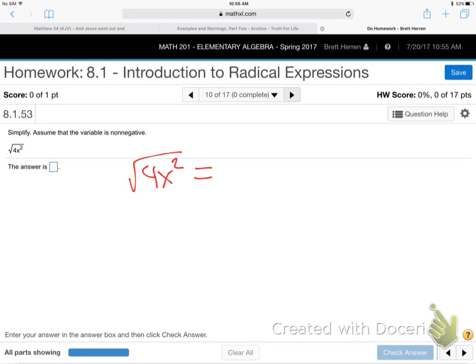All right, so square root of 4x squared. How do you square root the 4? It's going to be 2. What times itself is 4? 2. And how do you square root the x squared? Just cancels it out, x. Done. No more root. Root's gone. We did the rooting. Good?